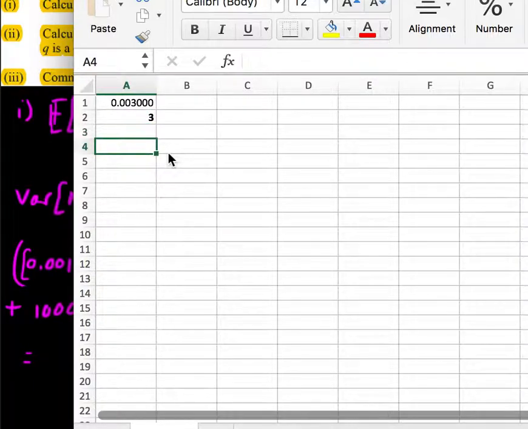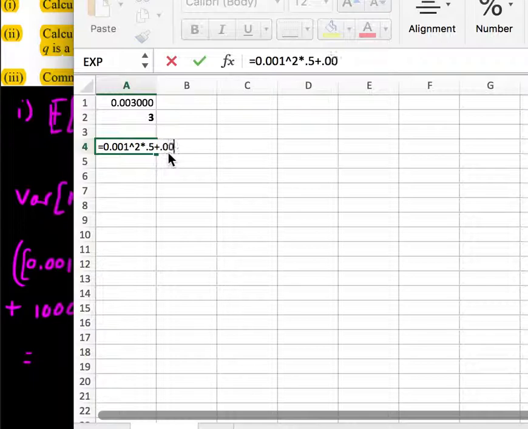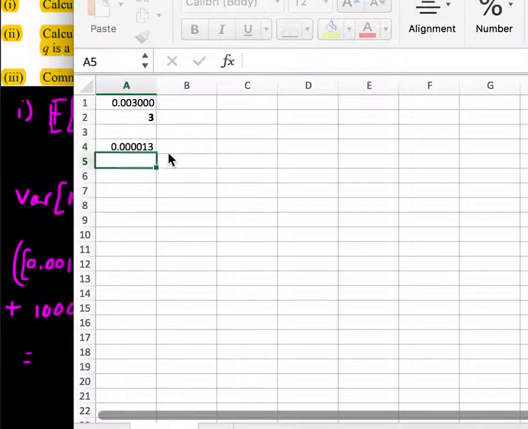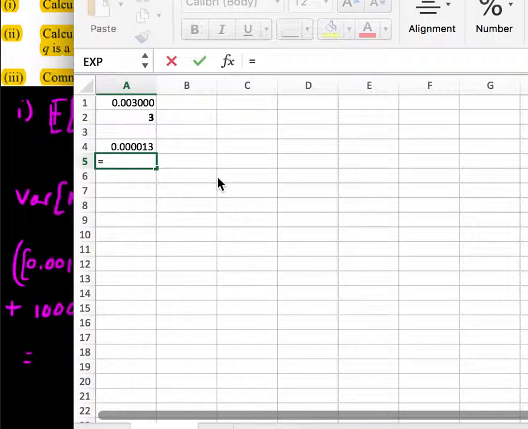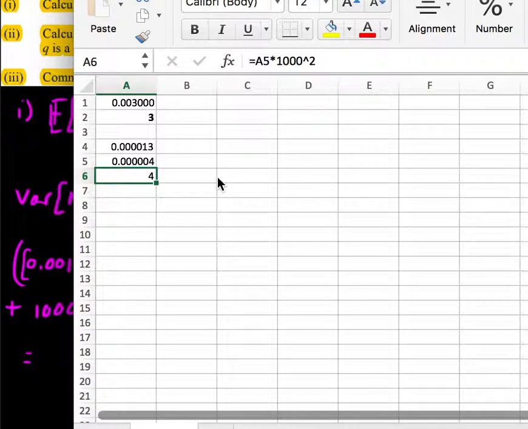Now let's find the variance bit. And we're going to say we've got 0.001 squared times a half plus 0.005 squared times a half. And that gives us the second moment of Q. And in order to find the variance of Q, in that case, is saying this bit over here, our second moment, minus our first moment squared, which gives us this, and then we times that by our 1000 squared, and that gives us the variance of the expectation of N given Q.